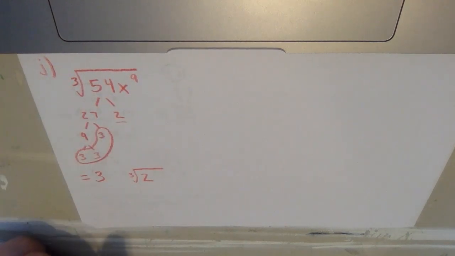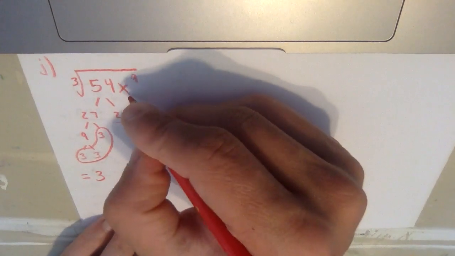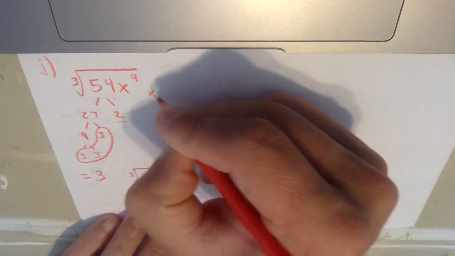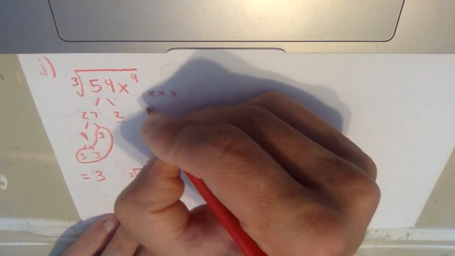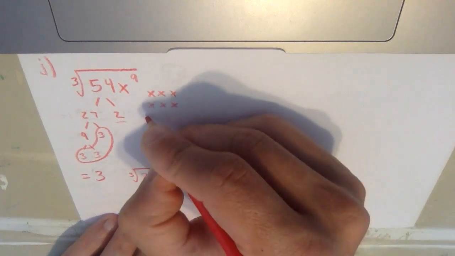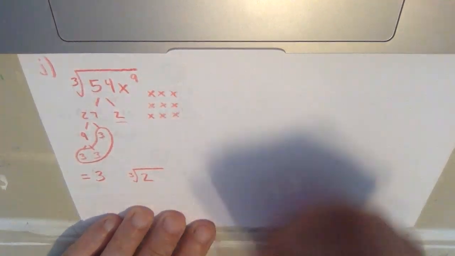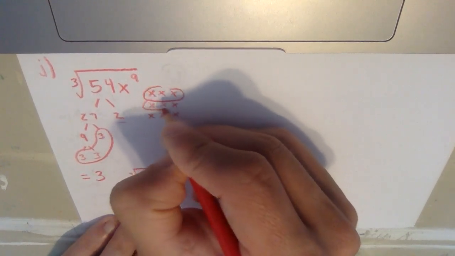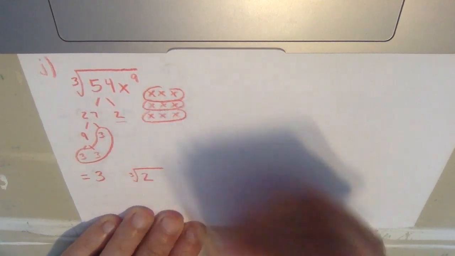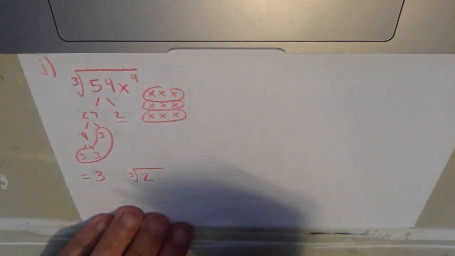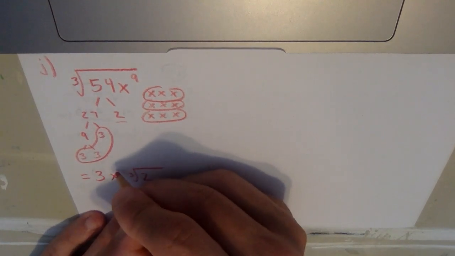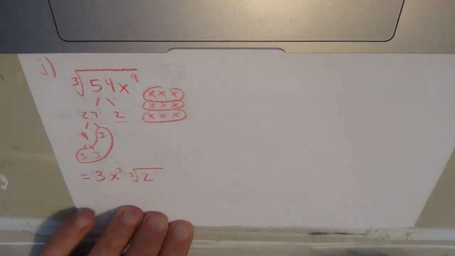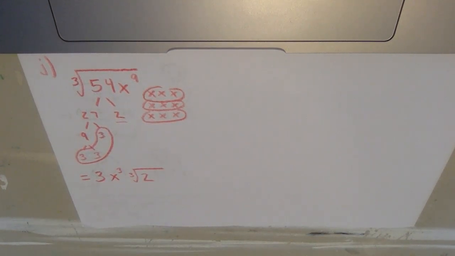We haven't dealt with the x, the variable, yet, so we're going to go ahead and do that. This is x to the 9th, which is like x times x times x times x times x times x. Okay, there's 9 of them, which is going to give me 1, 2, 3 groups. So they all move out. I got 3 groups, so that's x to the 3rd on the outside of the radical. And no leftover x's for this one, so there's no more x's in the radical.